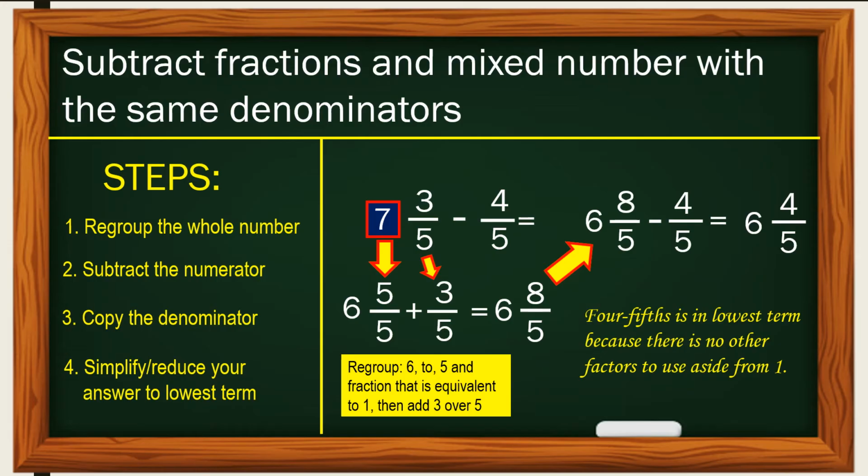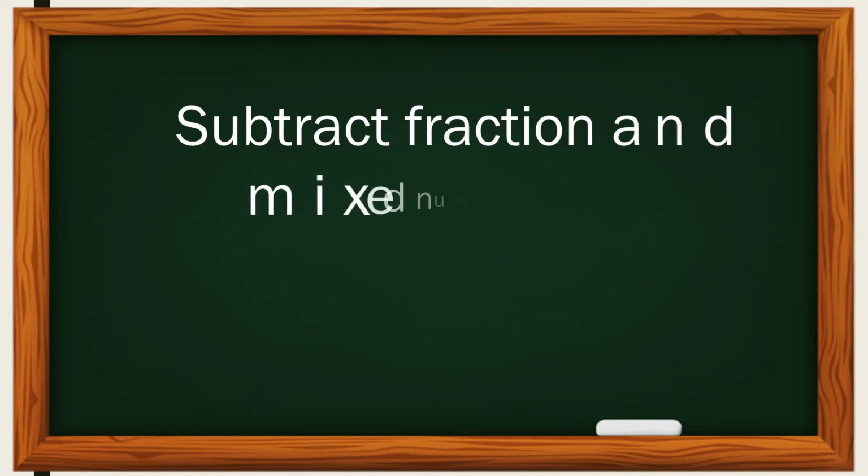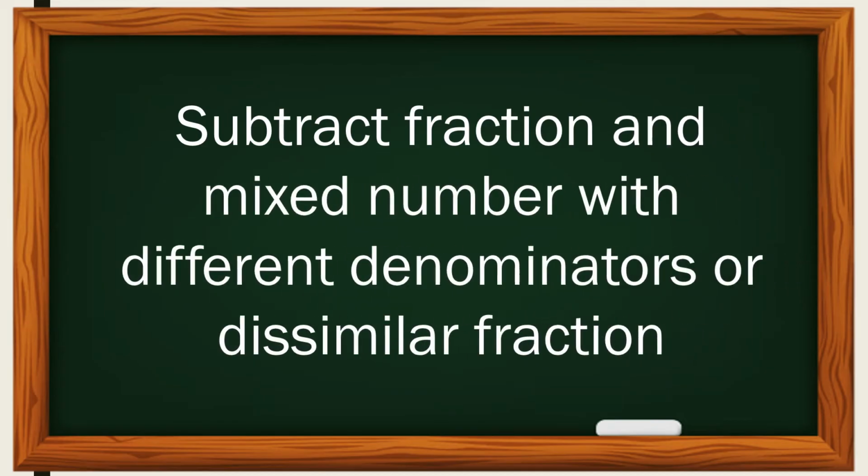Then yung 4/5 natin is in lowest term. So, our final answer is 6 and 4/5. So, now let us proceed to subtract fraction and mixed number with different denominators or dissimilar fraction.